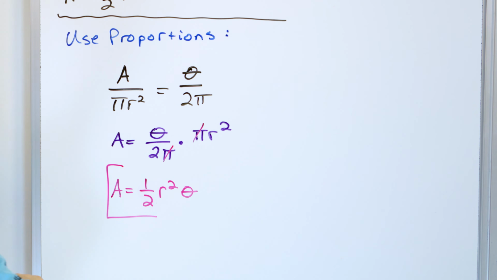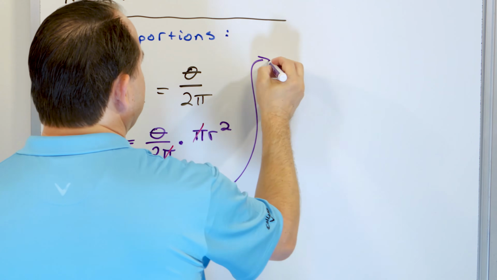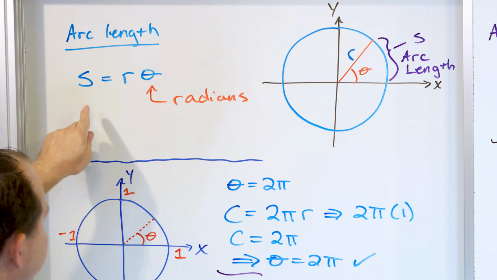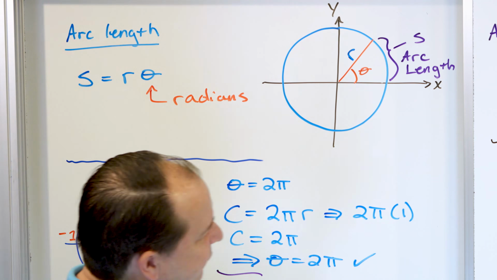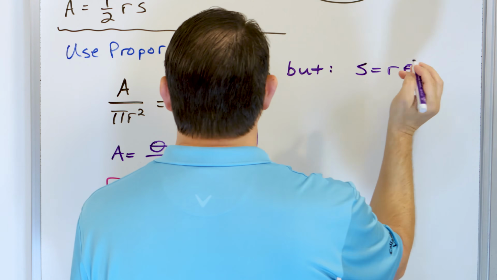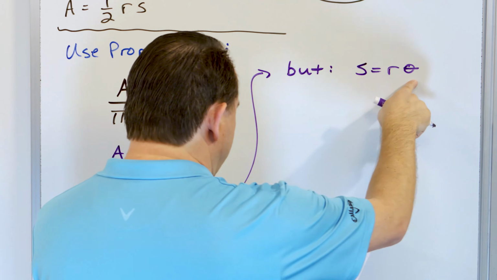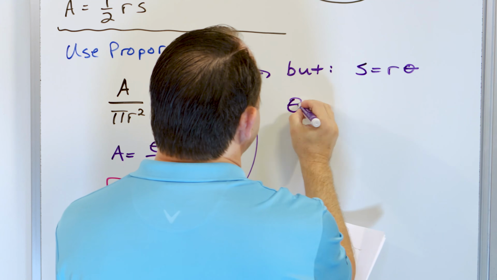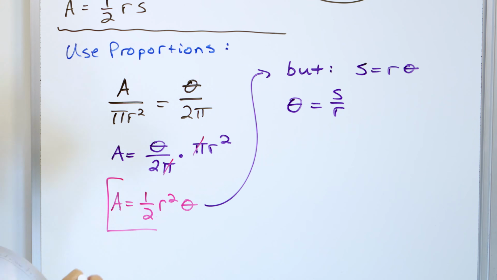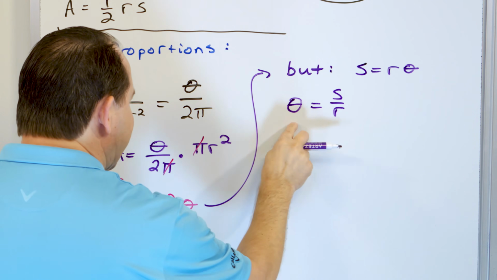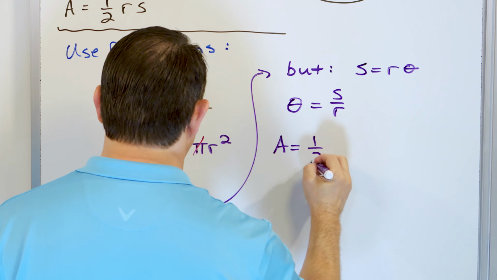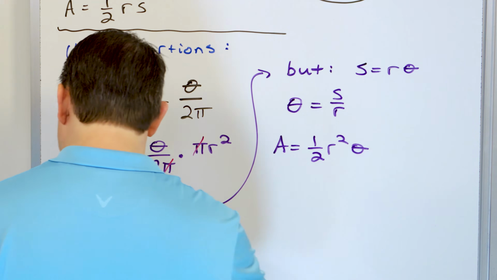Now, we can go a little further. But we already know from previously that S is equal to r theta. The arc length is equal to r times theta. So if we solve for theta, theta is equal to S over r. This is just coming from the arc length formula. So we'll just take it and stick it into this location. So we know that A is 1/2 r squared theta.